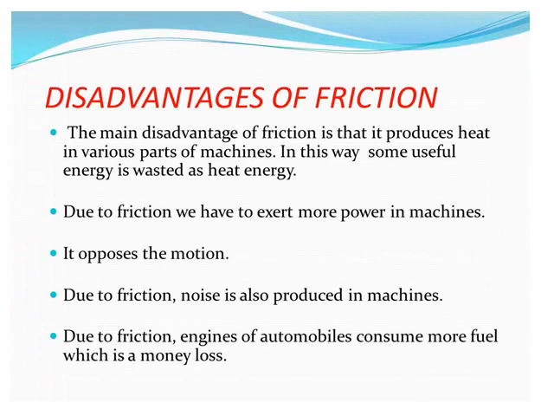So children, let us conclude, or let us revise or summarize about the disadvantages of friction. The main disadvantage of friction is that it produces heat in various parts of machines. In this way, some useful energy is wasted as heat energy. You can experience this by rubbing your palms together. When you rub your palms together, you can see the production of heat and you can feel it yourself. So this heat energy is the major disadvantage of friction.